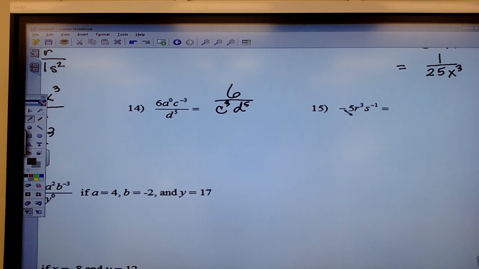Okay, remember again, a negative term does not have anything to do with whether it moves or not. It's a negative exponent that determines if the factor is going to stay where it is or move. Okay? So our negative 5 stays as a denominator, and so does our r cubed. But notice we have this s to the negative 1, so we're going to move that to the bottom. Now, since it's to the first power, you really don't have to show that, okay? If you feel better showing it, you can, but you don't have to. So this completes number 15.